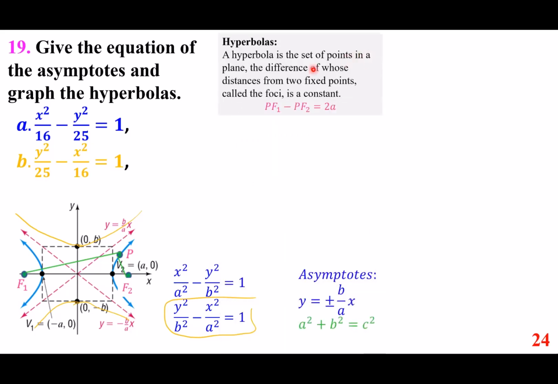And here's the definition. A hyperbola is a set of points in a plane, the difference of whose distances from two fixed points called the foci is a constant. Now, if you pick any point and connect them to the two foci, focus 1, focus 2, their difference is constant, which is 2a. And one easy way, if you pick this point and you look at this distance minus this distance, that gives you 2a.